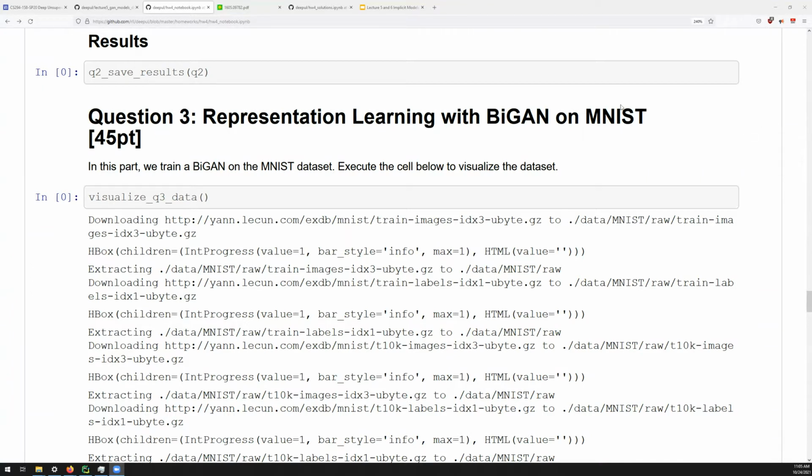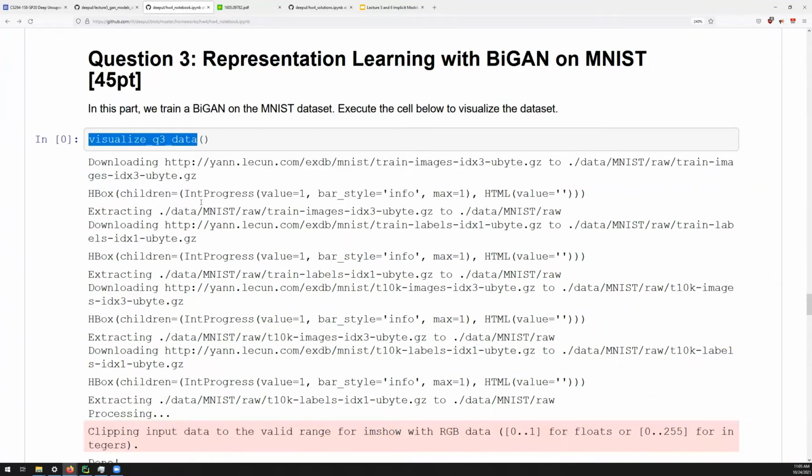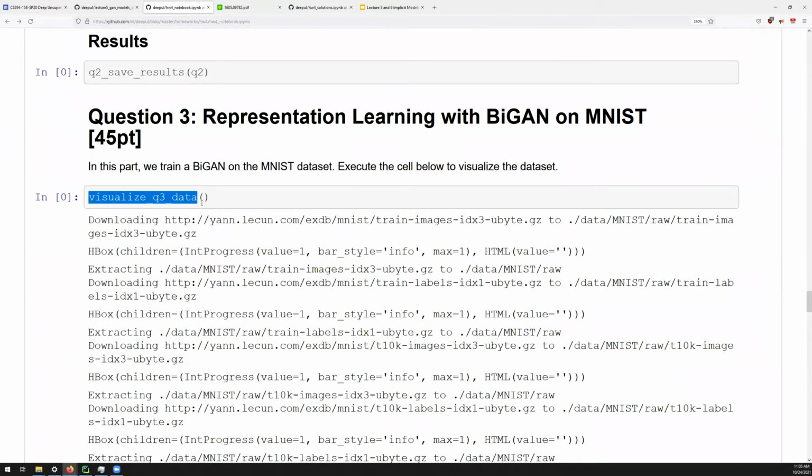Today I don't have much. I didn't get a chance to try and implement question number 3, so we'll just go over the reference implementation. And it should be fine.